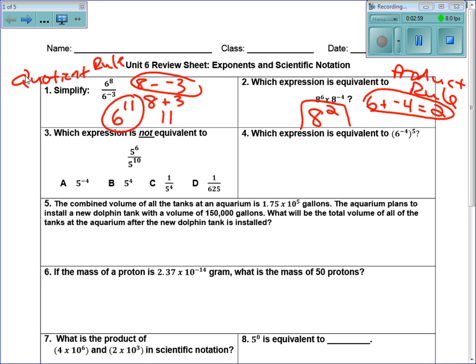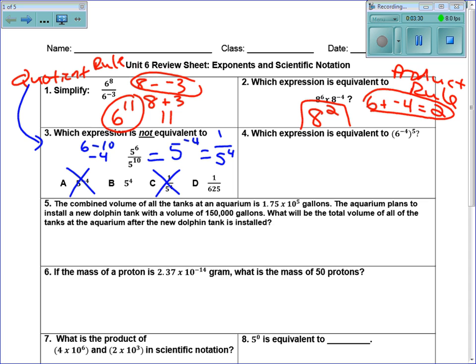I'm going to show you that 5 to the 6th divided by 5 to the 10th, that is the quotient rule again. So we do 6 minus 10, and that gives me negative 4. So 5 to the negative 4th. So 5 to the 6th divided by 5 to the 10th power equals 5 to the negative 4th. So A is incorrect, because that is 5 to the negative 4th. Then I can rewrite this. I can rewrite a negative exponent. I do the reciprocal, and I make it positive. So 1 over 5 to the 4th.